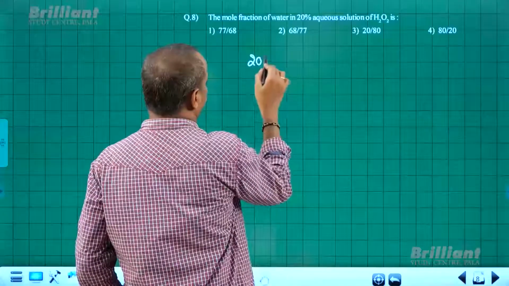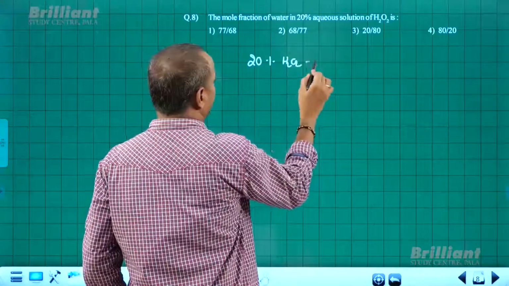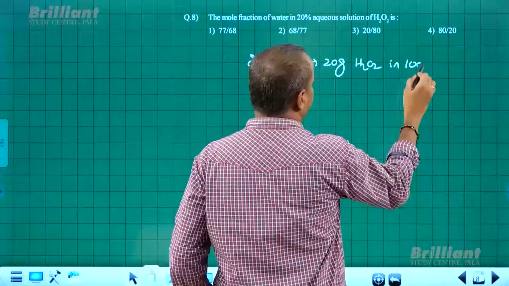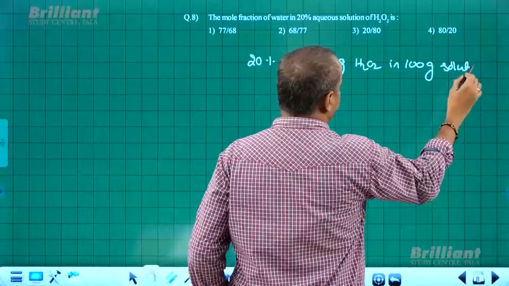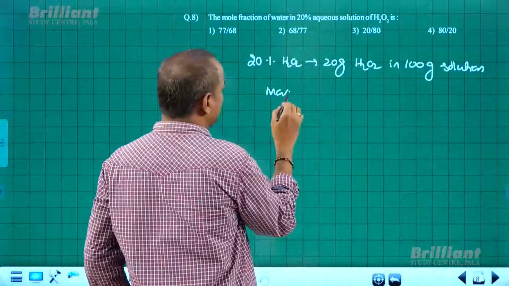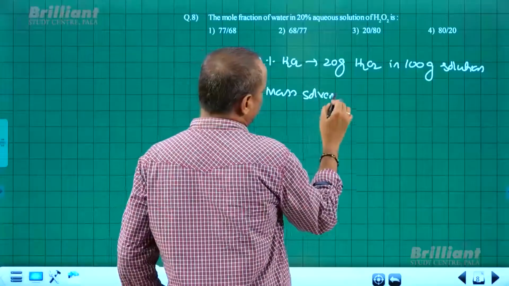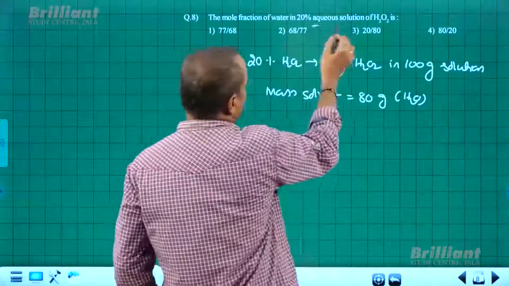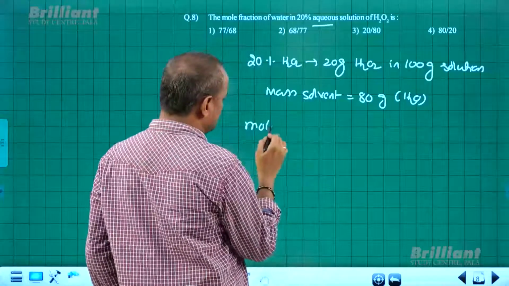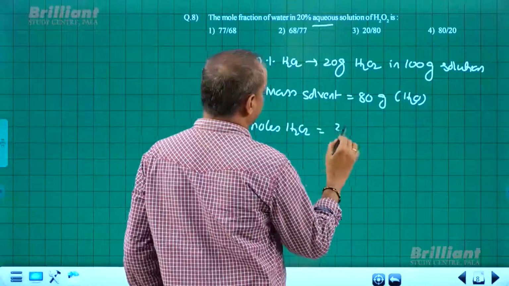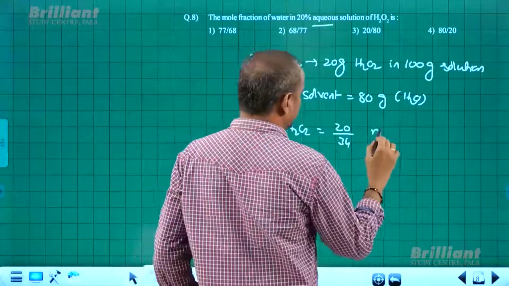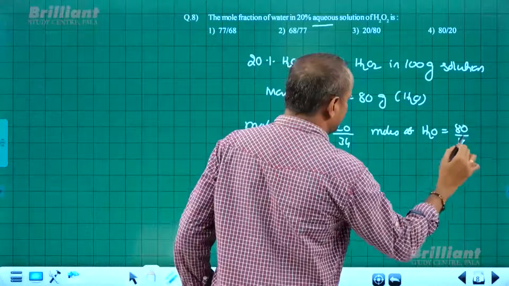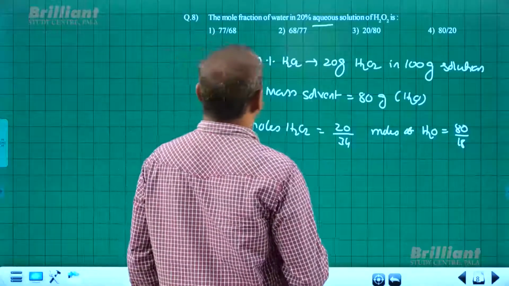Mole fraction of a 20% aqueous solution of H2O2. 20% means 20 grams H2O2 present in 100 gram solution. Therefore, mass of solvent equals 80 grams. Solvent is water because aqueous is given. So, moles of H2O2 is 20 by 34. Moles of water is 80 by 18.